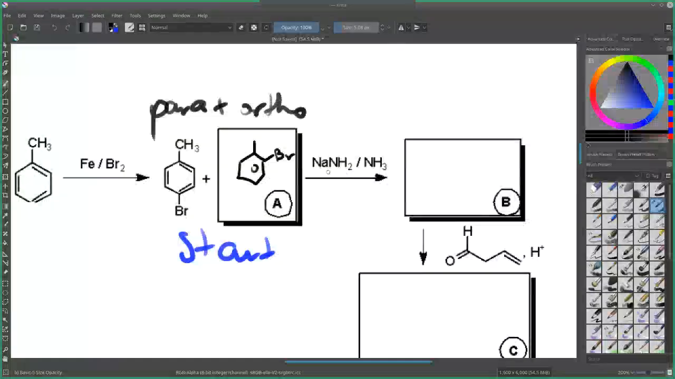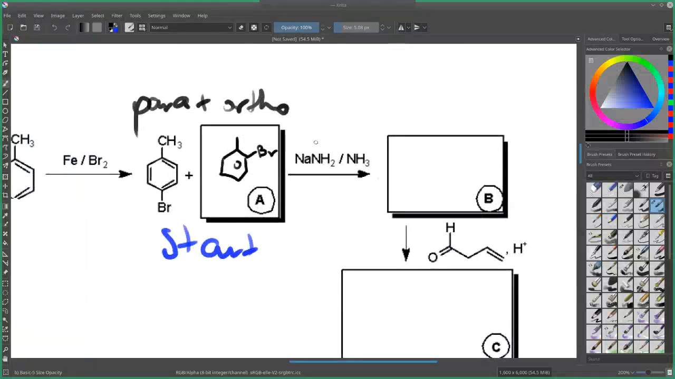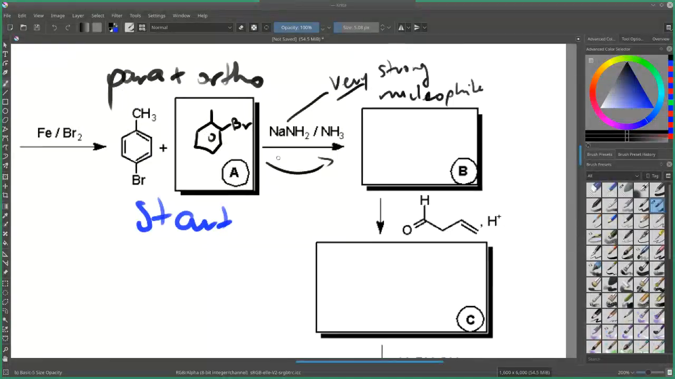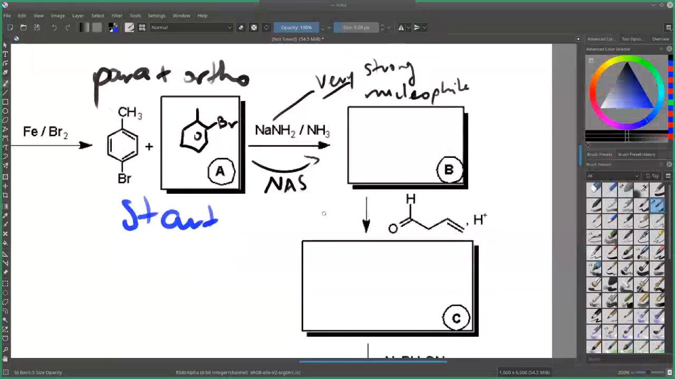Now we're gonna treat it with sodium amide. Sodium amide is a very strong nucleophile. So what reaction are we gonna do here? Anybody? SN2? So it would be SN2 normally, but this is on an aromatic ring. So instead of SN2, nucleophilic aromatic substitution. So we'll do nucleophilic aromatic substitution, okay?